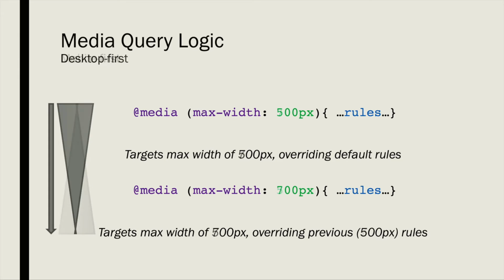If you switch it and go mobile first, say @media min-width 500 pixels, this targets min-width of 500, overriding default, and then below that, min-width of 700 pixels, this targets min-width of 700 pixels, overriding the 500 pixel previous rules, along with overriding the default rules. So the exact same concept, flipped in reverse, but this way you're starting with the default rules and going up from there. Any rules that are below other rules will override the previous ones as long as they are stated as well. Again, I'll explain what I mean in the Code With Me videos.